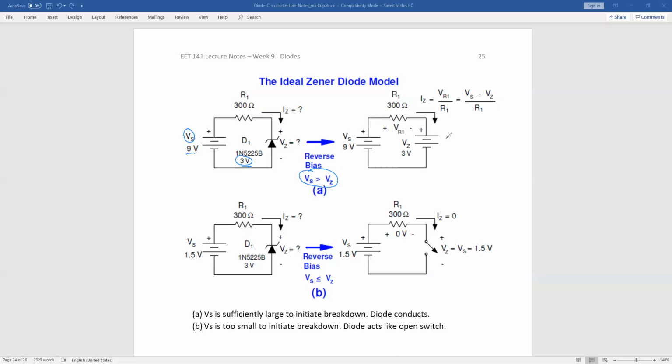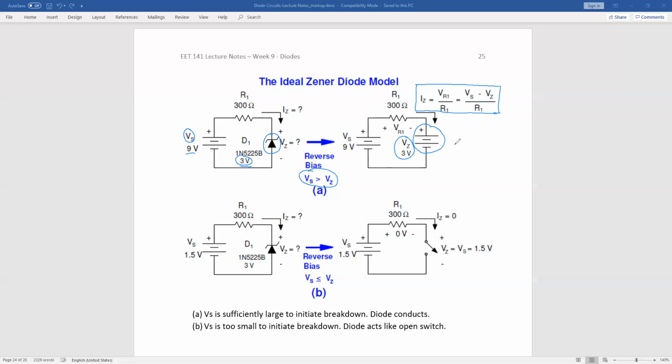So then we do exactly what we did with the knee voltage model, which is replace this diode with a voltage source that is equal to the knee voltage, or in this case, the breakdown voltage for that particular diode. So this is replaced with a 3-volt voltage source. And then we're going to have this equation right here, which gives the current flowing through the diode. It's going to be the current that's also flowing through this resistor and through this voltage source, since everything is in series.